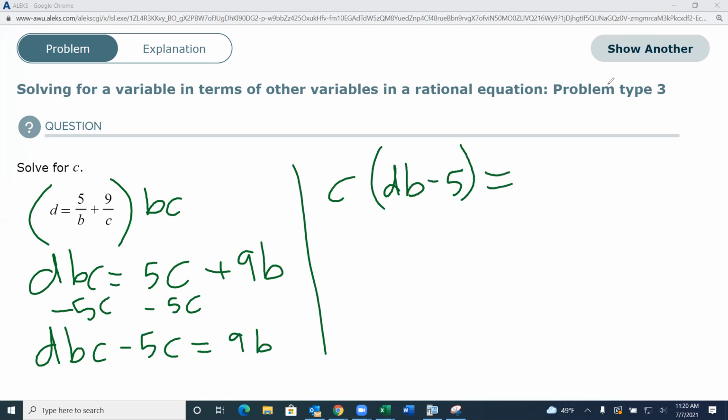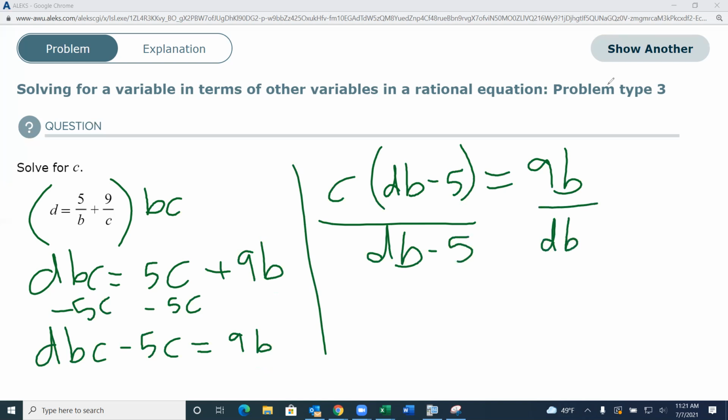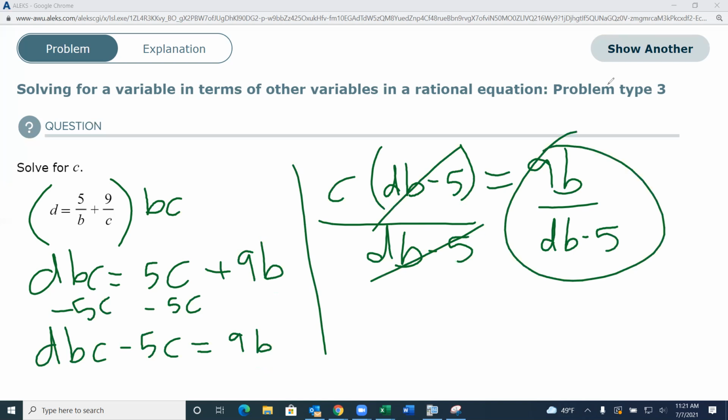And now look what happened. I now have a single C in the problem. And now all I've got to do is divide by DB minus 5. And there it is, 9B over DB minus 5.